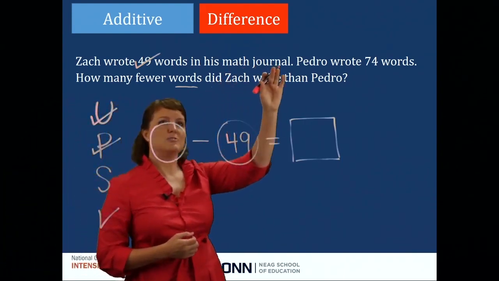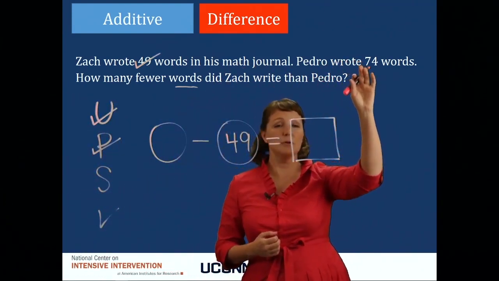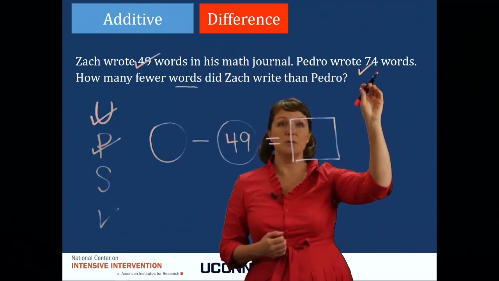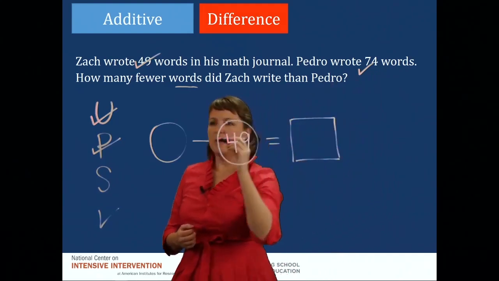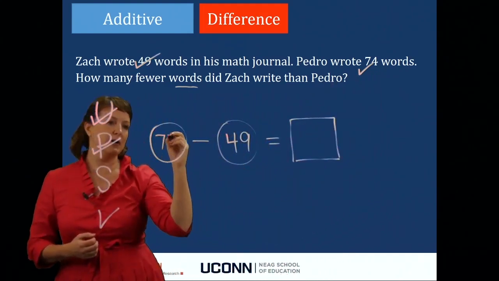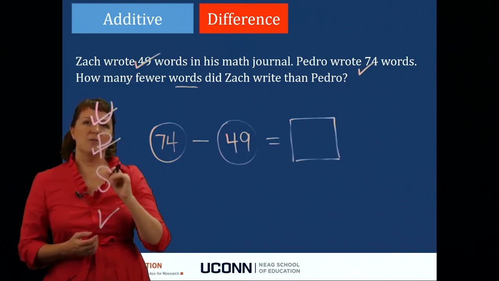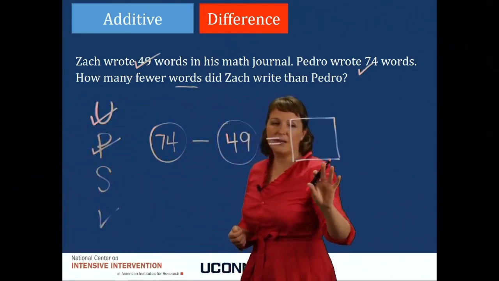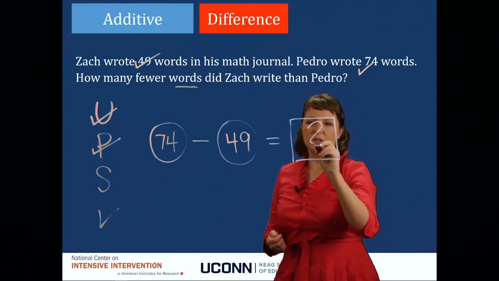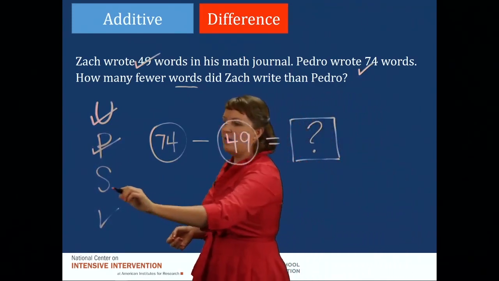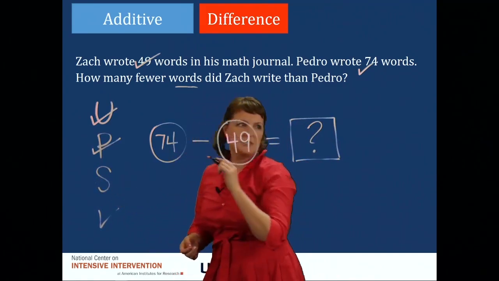Now I'll keep reading. Pedro wrote 74 words. 74 is a number, so I'm going to stop. It talks about words, so I'm going to use it in this word problem. And Pedro's amount, we already talked about, is the bigger amount, so I'm going to put it here in the box for the bigger amount. And then the question asks, how many fewer words did Zach write than Pedro? I'm not sure, so that's our question mark here. So now I've got to solve this problem, not done just yet.